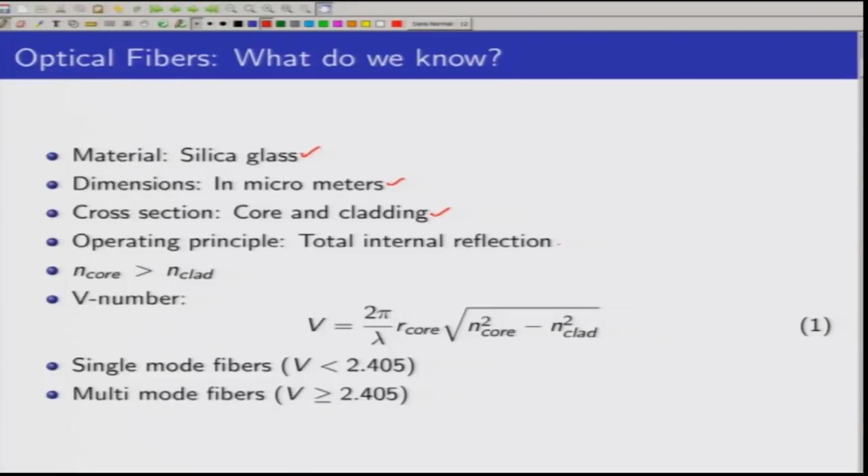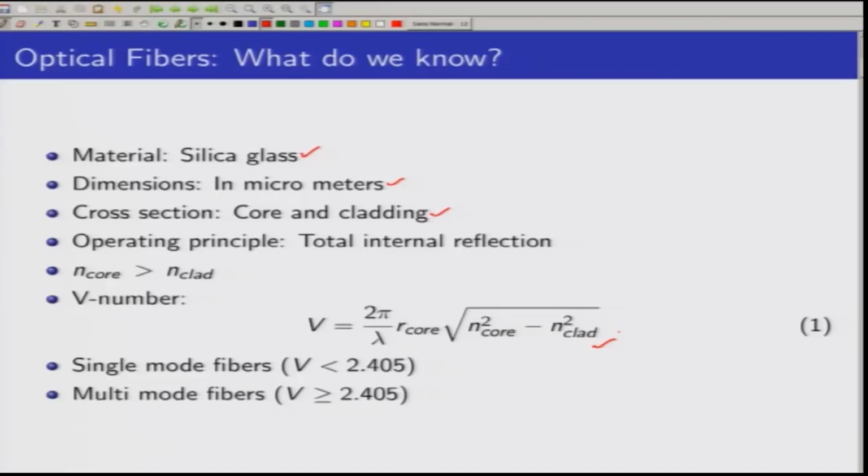Hence, in order to satisfy the condition of total internal reflection, the refractive index of the core must be greater than the refractive index of the cladding. This is what we know about optical fibers. There is one more very important property of the optical fiber, called the V number, given by equation 1 here: 2 pi by lambda, r core, into square root of n core square minus n clad square. Here lambda is the operating wavelength, r core is the radius of the core, and n core and n clad are the refractive indices of core and cladding respectively.